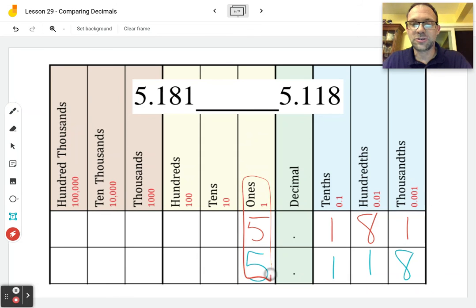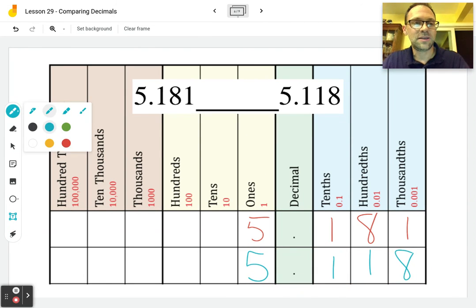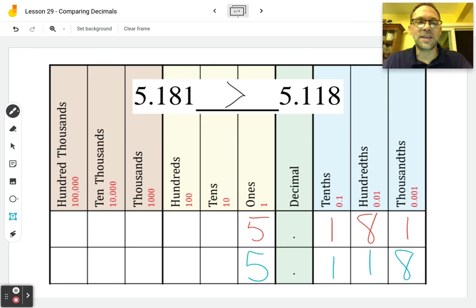Here in our greatest place value, which is the ones place, we see 2 5s. Those are equal, so let's move on. Here in the tenths place, we see 2 1s. Those are equal digits. Let's keep moving to the right here in our lesser place values. Here in the hundredths place, we see an 8 and a 1. That means since 8 is greater than 1, 5 and 181 thousandths is greater than 5 and 118 thousandths. We'll use our pen to make this number sentence true by writing a greater than sign. 5 and 181 thousandths is greater than 5 and 118 thousandths.